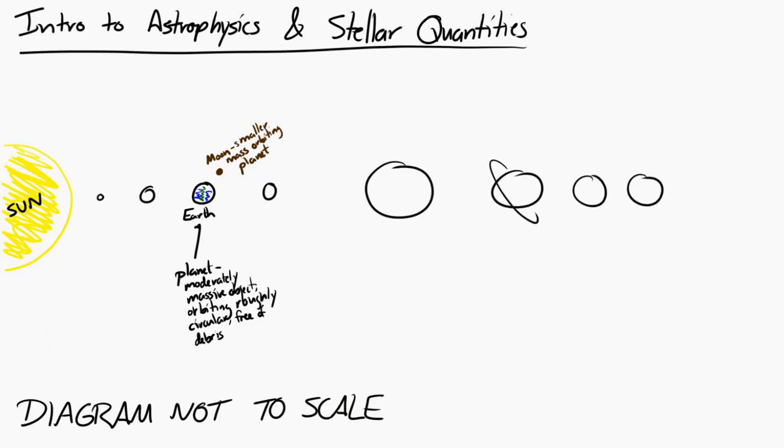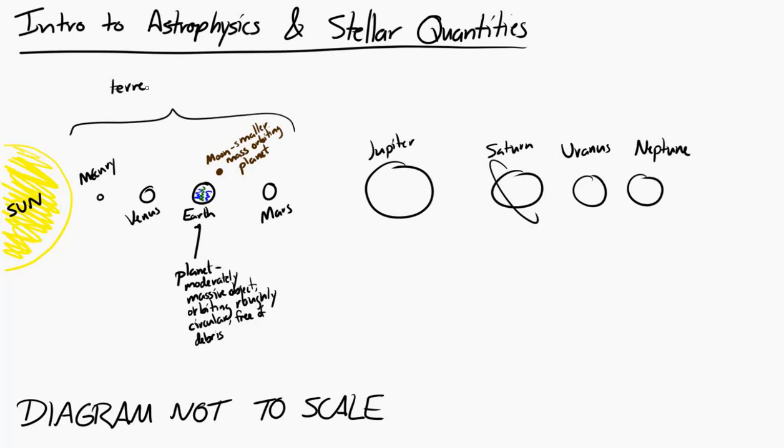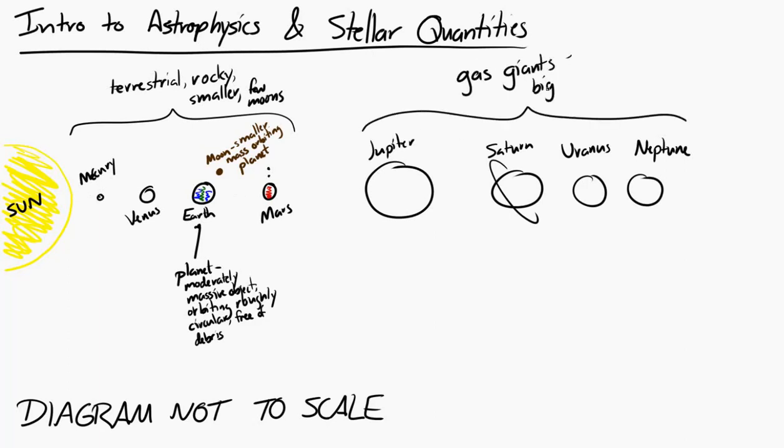There are 8 planets orbiting the Sun. There's Mercury, Venus, Earth, Mars, Jupiter, Saturn, Uranus, and Neptune, in order from innermost planet to outermost planet. The inner 4 planets are rocky. They are smaller. They don't have a lot of moons. Earth has 1 moon, Mars has 2, Mercury and Venus have no moons. The outer 4 planets are gas giants. They're much bigger. So Jupiter, Saturn, Uranus, and Neptune are pretty big planets, and they have many, many moons.